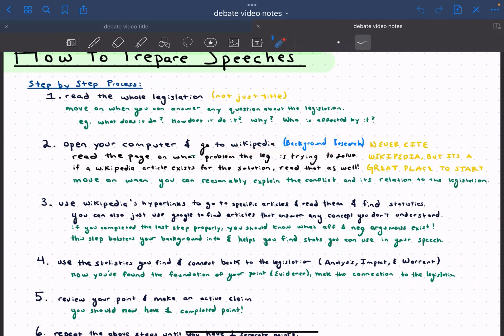Before I move on, I need to preface this by saying you should never cite Wikipedia. But all of your English teachers, I kind of disagree with them, all of your science teachers. I do believe that Wikipedia, when used correctly, is a good source of information.